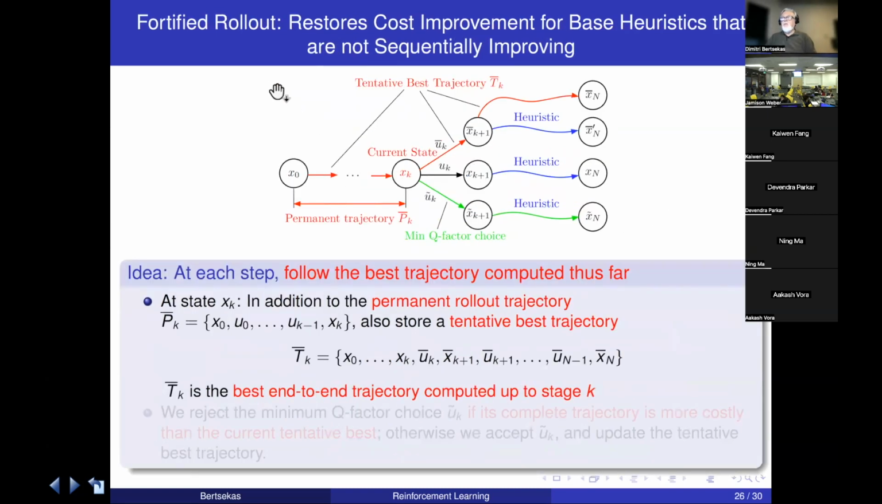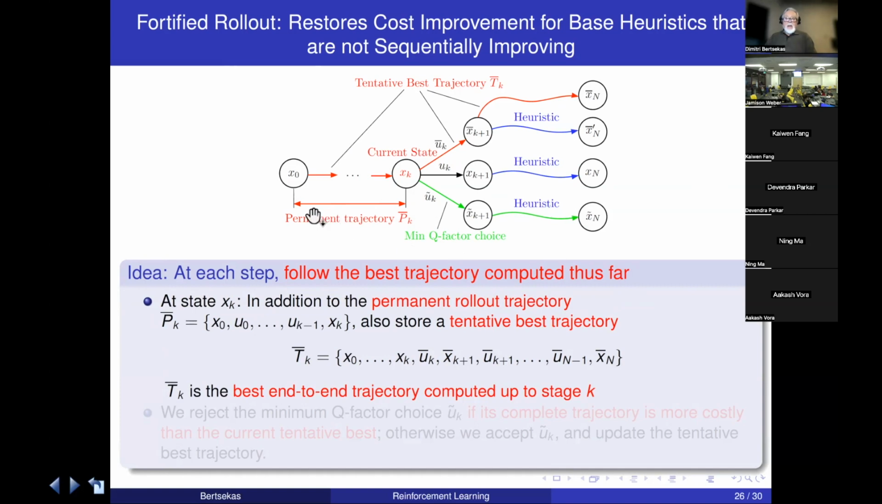And this is the idea of fortified rollout. It's a modification of rollout and can work even in the absence of sequential improvement. It restores the cost improvement property for base heuristics that are not sequentially improving. And the idea is what I described in the previous slide. At each step, follow the best trajectory computed so far.